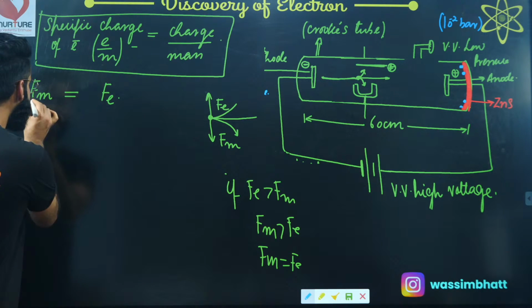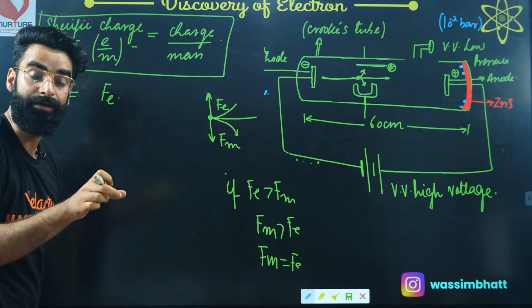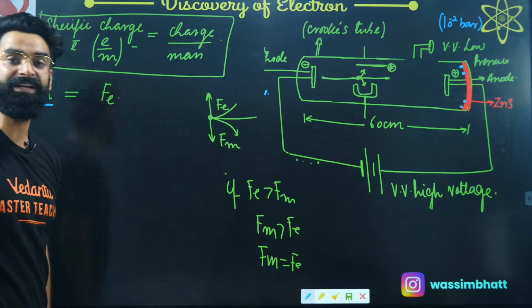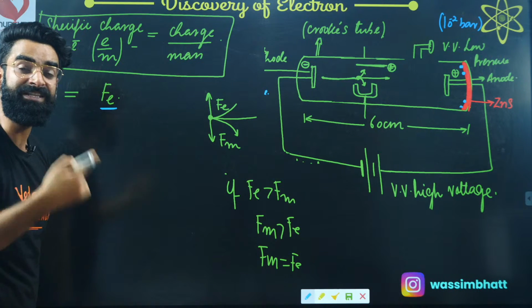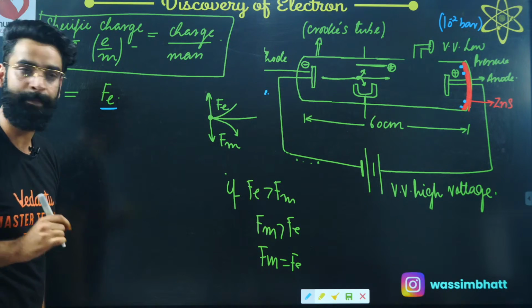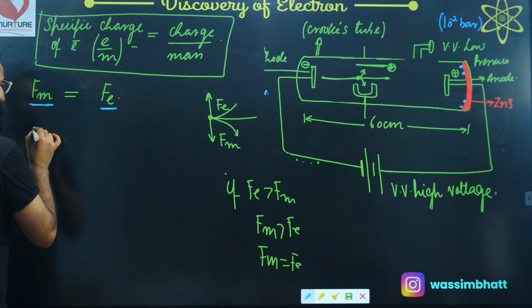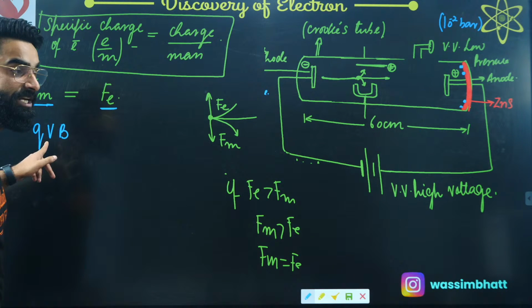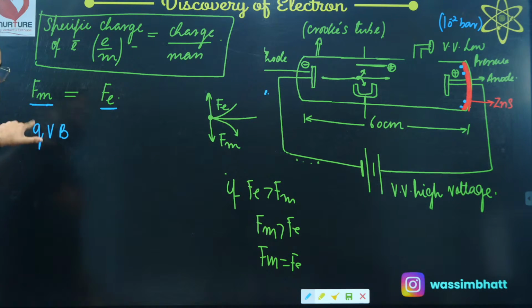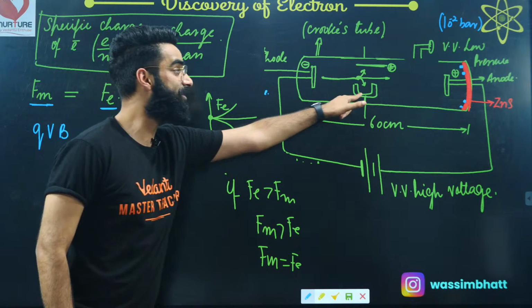Now people, what happened over here? Understand. What is Fm? This is the force experienced by the material particle, the electron, due to the magnetic field. What is Fe? Fe is the force experienced by the same electron due to the electric field. The force experienced by the electron due to the magnetic field is always equal to Q multiplied by V multiplied by B. This is something which you'll study in your class 12 physics. Q is the charge present on the electron, V is the velocity with which the electron moves, and B is the magnetic field strength created due to this magnet.